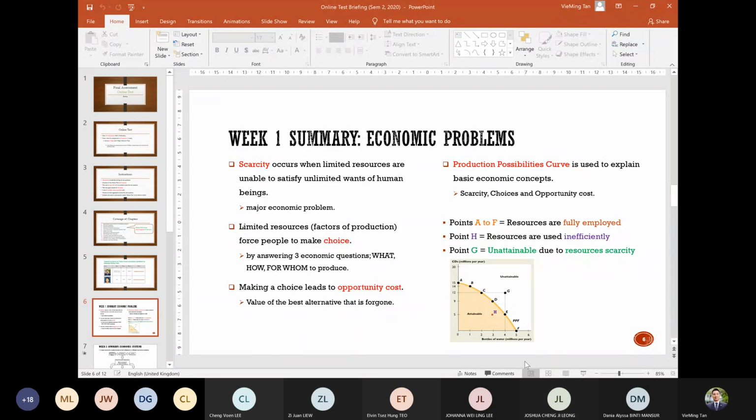What is the point where the country is experiencing inefficiency, inefficient in utilizing the resources? That will be point H. Okay.